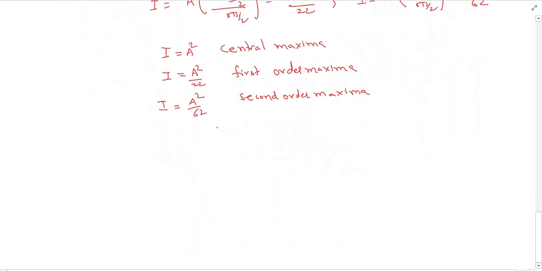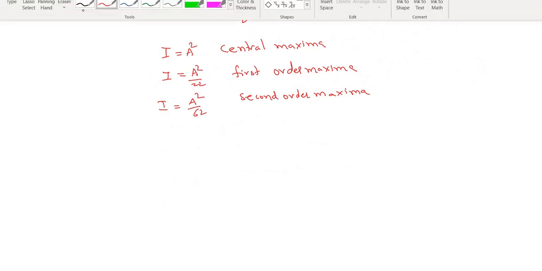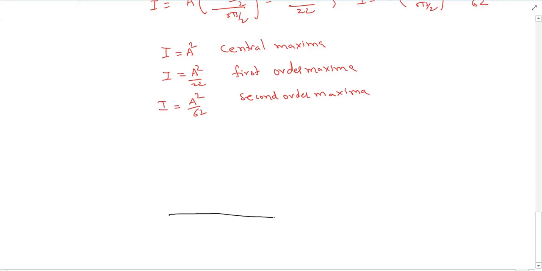So finally, let us represent the intensity curve of the diffraction due to a single slit. This is our x-axis, and this is our y-axis. So alpha is equal to 0, pi, 2 pi, 3 pi. Similarly, minus pi, minus 2 pi, minus 3 pi.